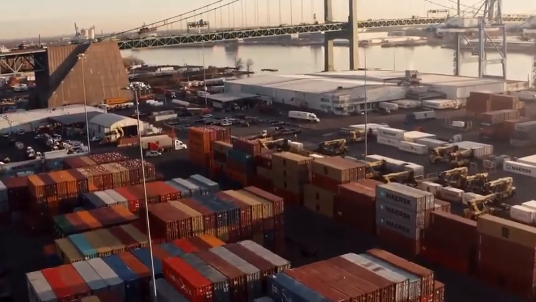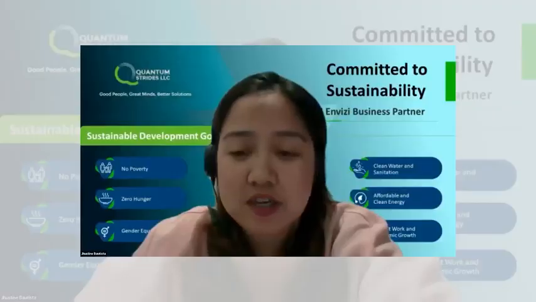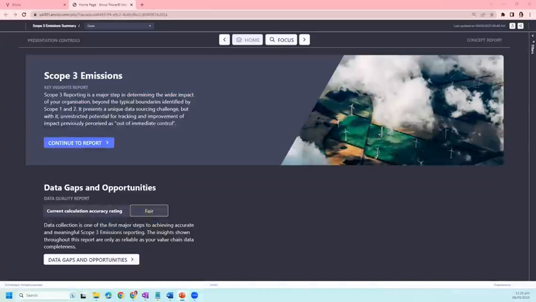Now let's go to Envizi and see how it can help you with Scope 3 reporting. I'm going to share my screen now. So this is a Scope 3 Power Report, designed to provide a sustainability analyst the ability to firstly identify Scope 3 hotspots that represent opportunities for emission reduction, and those opportunities could be in terms of the 15 Scope 3 categories, in terms of product categories, or in terms of specific suppliers.